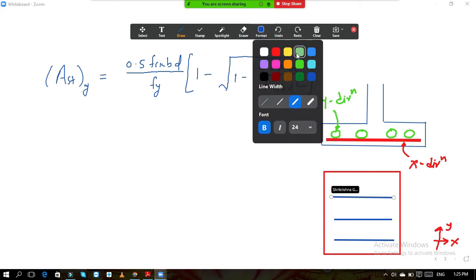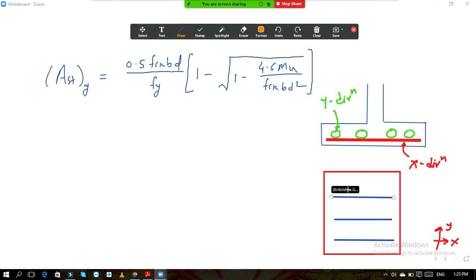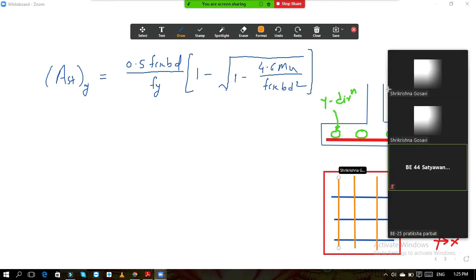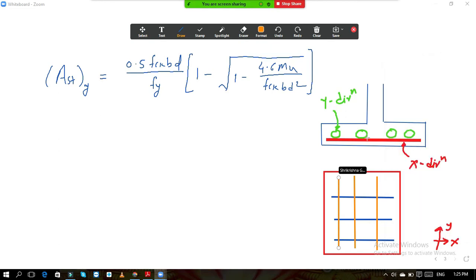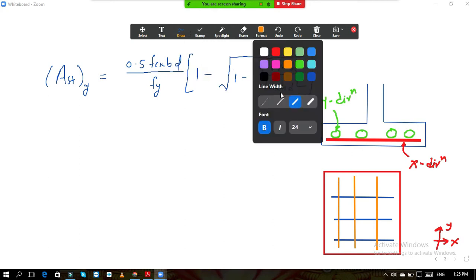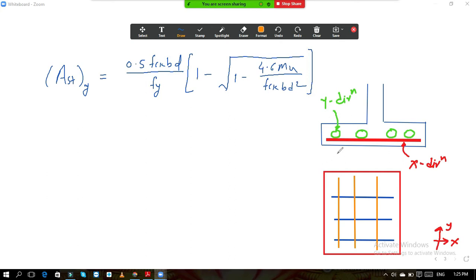Now after laying down this steel in x direction, we will then lay down the steel in y direction. So our x direction steel bars are below the y direction steel bars. Or in the other way you can say that your y direction steel is above the x direction steel. So now if you observe closely, what I want to point out over here.